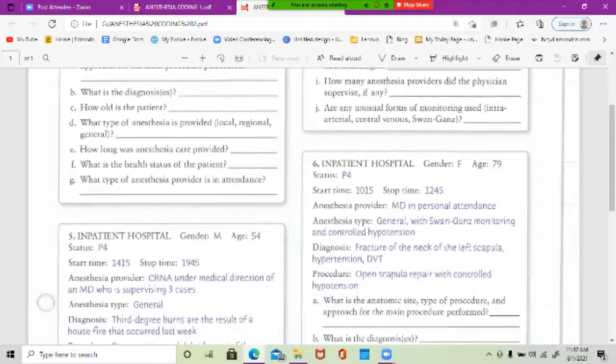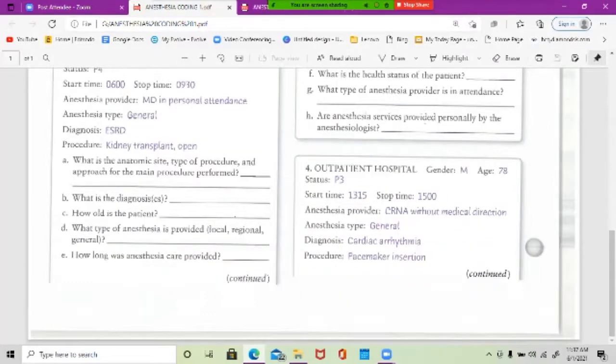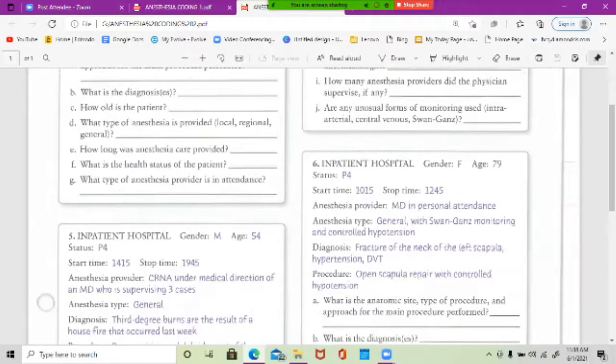All right, and what type of anesthesia provider is in attendance? Abby, what type of anesthesia provider is in attendance? Okay, somebody else answer. CRNA without medical direction.